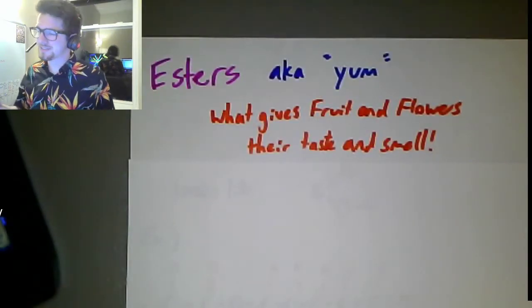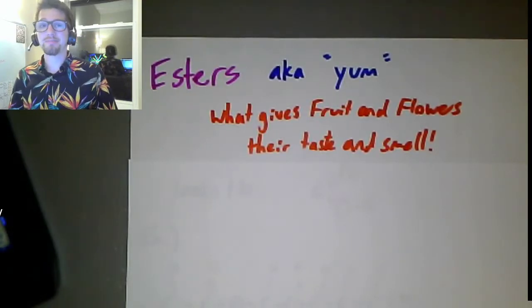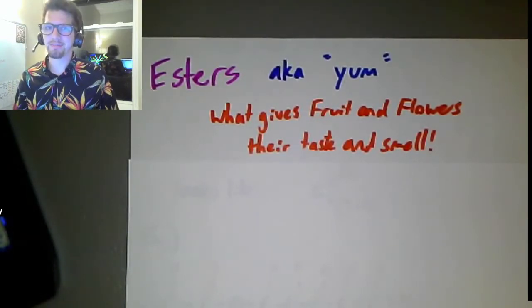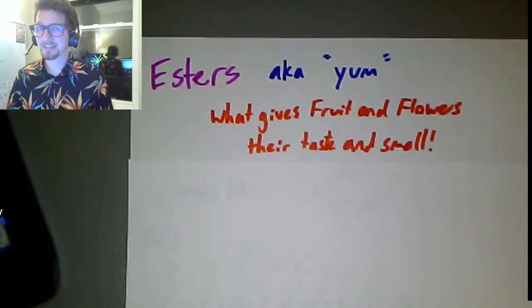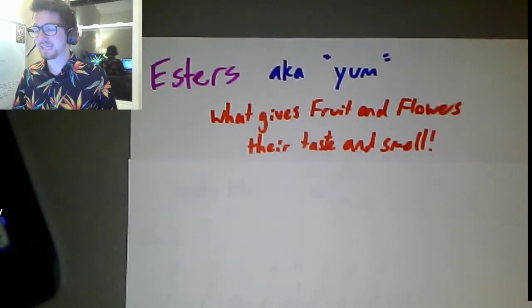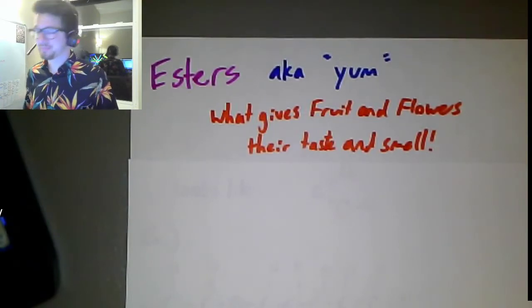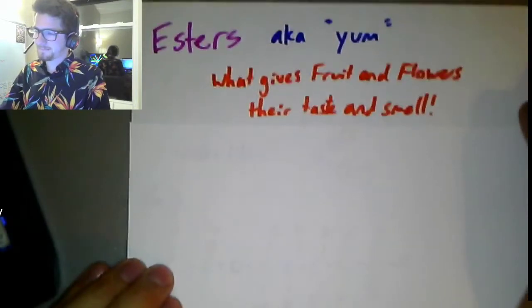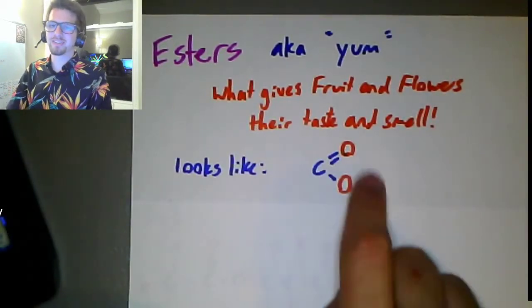So next we have something called an ester, aka what I'd call a yum, because esters are actually the chemicals that end up giving fruit and flowers their tastes and smells. If you've ever tasted banana or smelled banana, you are actually tasting and smelling an organic compound called an ester. What esters look like is a chunk that looks like this.